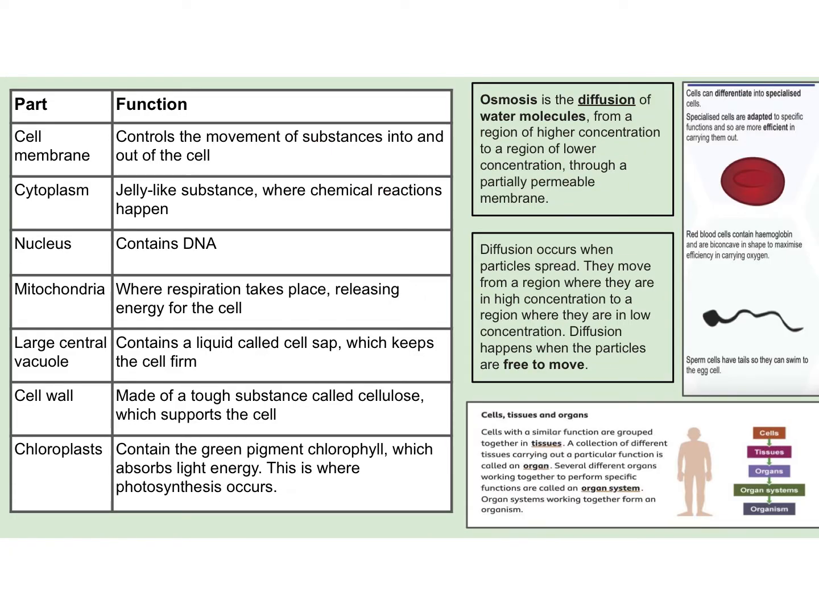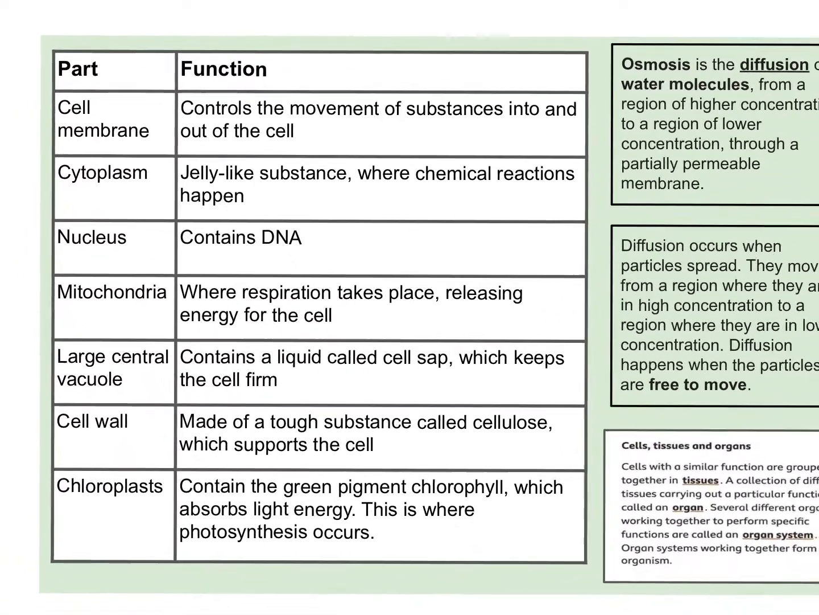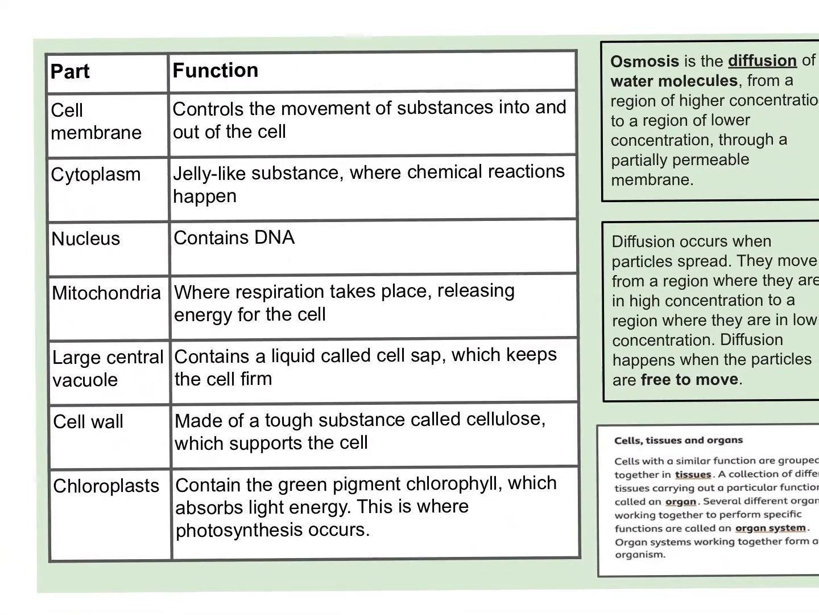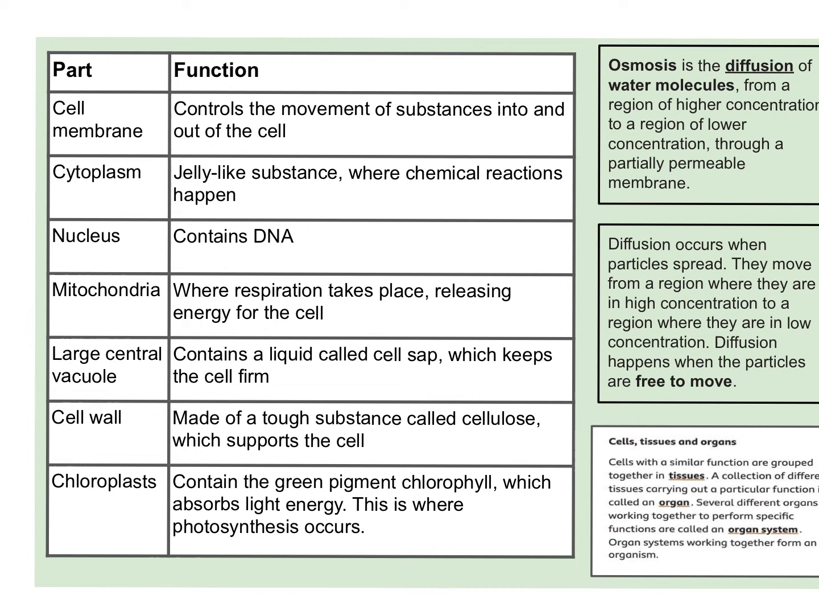So I've talked through this on a previous slide, but I will again. Cell membrane controls the movements of substances in and out of the cell. Cytoplasm is where chemical reactions occur. Nucleus contains the DNA. Mitochondria, where respiration takes place, releasing energy for the cell. Vacuole then has the cell sap and keeps the cell firm. Cell wall, tough substances called cellulose supporting the cell wall. And then chloroplasts contain the green pigment chlorophyll, which absorb light energy.